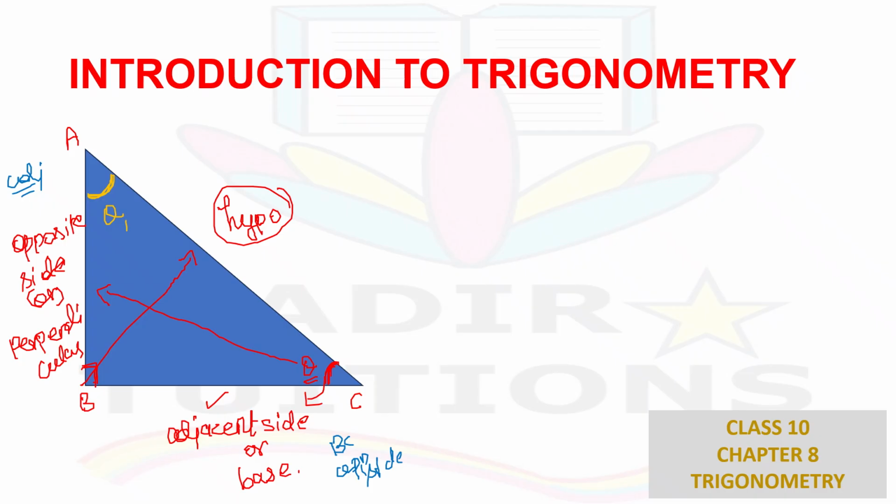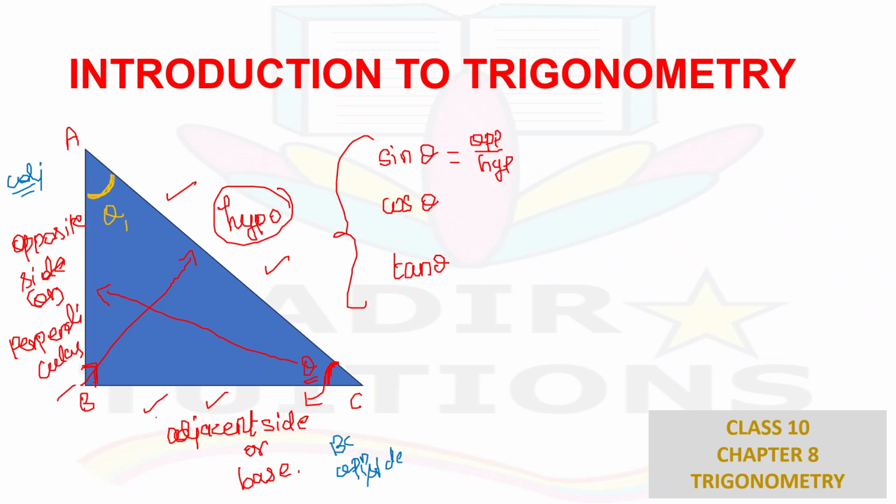Now we have three basic trigonometry ratios. What are they? We'll see. One is sine theta, the other is cos theta, and the third is tan theta. So what is sine theta? It is opposite side by hypotenuse. So you need to know the value of all three sides. Maybe only two sides were given; we are going to find the third side by using the Pythagoras theorem. Once we have all these values in our hand, then we can start with the trigonometry ratios.